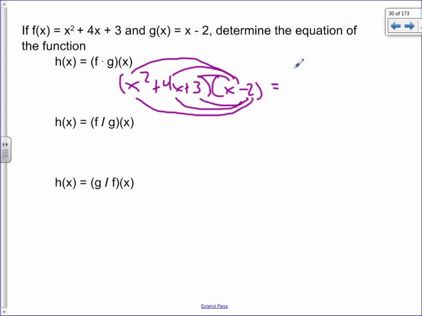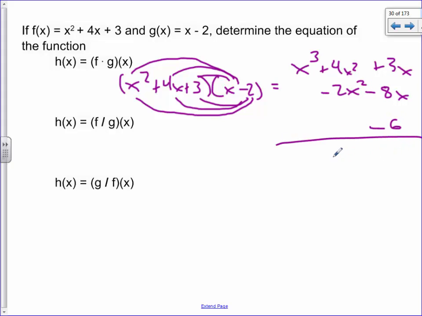Okay, so you'll have x to the 3, you'll have 4x squared, you'll have 3x, then you'll have minus 2x squared, you'll have minus 8x, and you'll have minus 6. So putting it all together, you'll have x to the 3rd plus 2x squared minus 5x minus 6. That is what h of x is equal to.